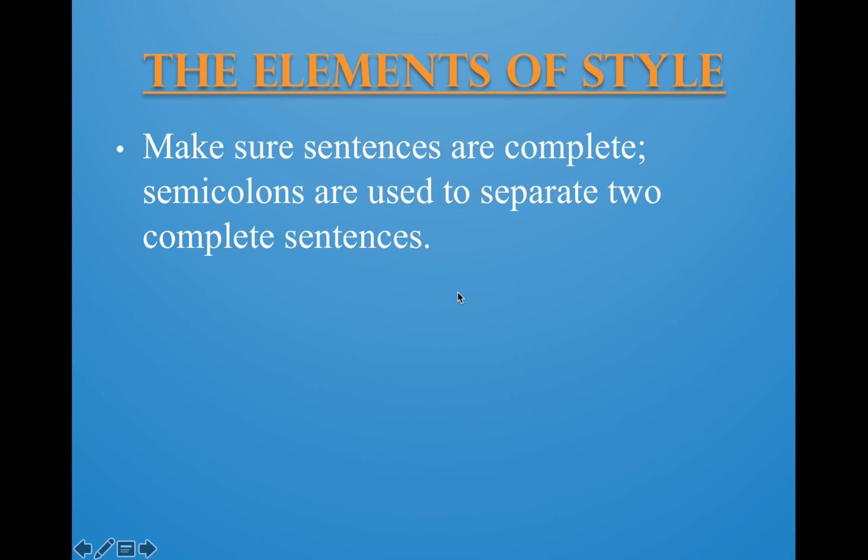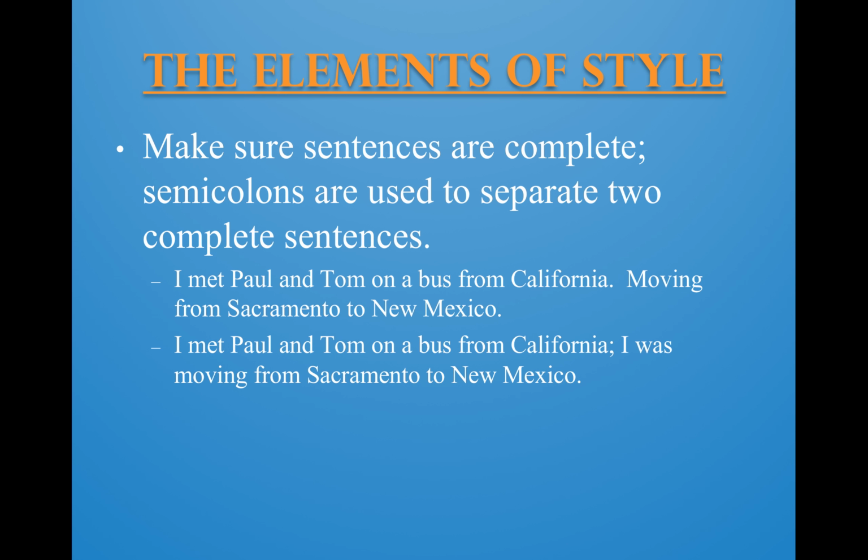I could also put a period there. But I'm using a semicolon because those two sentences basically support each other. So instead of having two sentences, I can have one large sentence. Both the left and the right side of that sentence, separated by the semicolon, give support to what the other one's talking about. So here are two examples. "I met Paul and Tom on a bus from California, moving from Sacramento to New Mexico." And the second one is, "I met Paul and Tom on a bus from California; I was moving from Sacramento to New Mexico." I'll give you a second to think about that, and then we'll talk about which one's correct and which one's not correct.